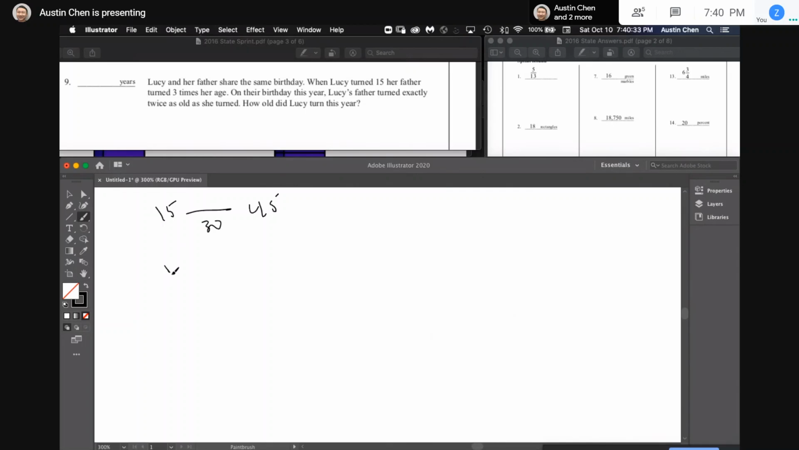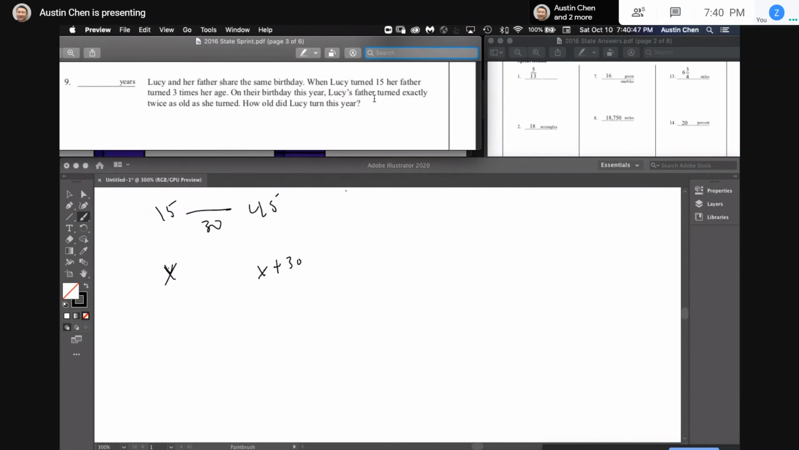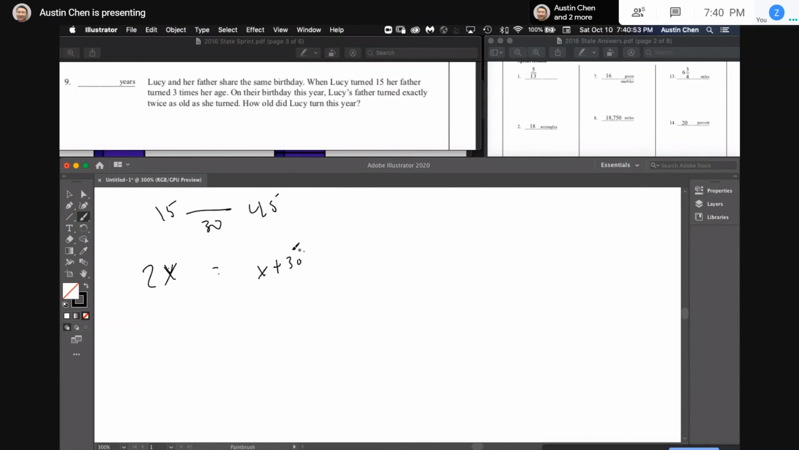So we have some condition there, right? Let's say x is Lucy's age when that condition is satisfied. That means her father's age has to be x plus 30. Now, what is our condition? Our condition is that Lucy's father is twice as old as she is, which means that 2x has to equal x plus 30, and we just solve for x, so x equals 30. So Lucy had to have turned 30 that year, which is our answer.